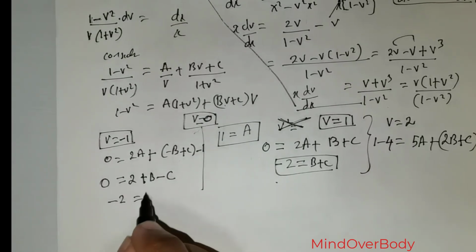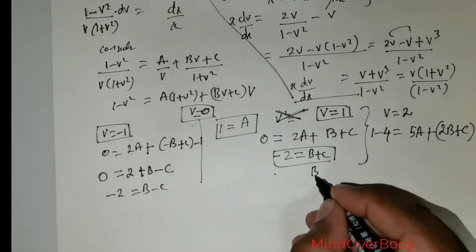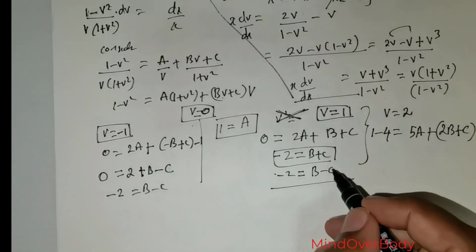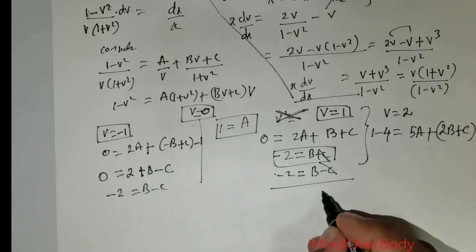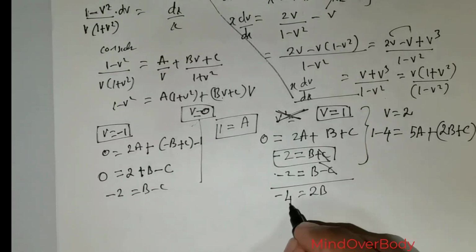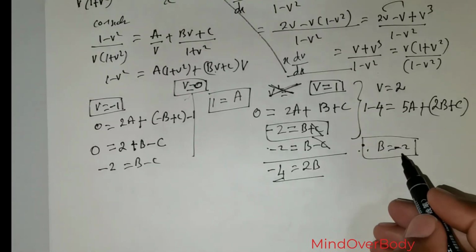So negative 2 times (B − C). I'm going to use here B − C = −2. So clearly my C can be cancelled, giving me 2B = −4. Therefore B is equal to −2. Right? So I get B = −2.